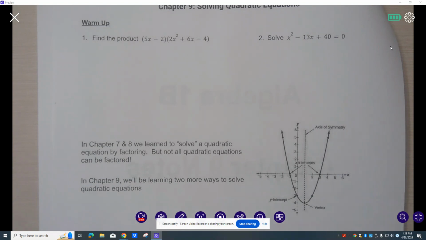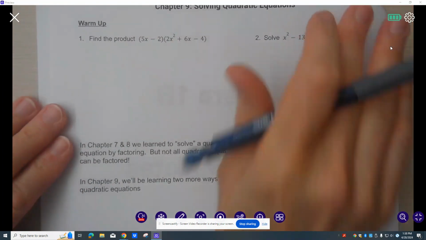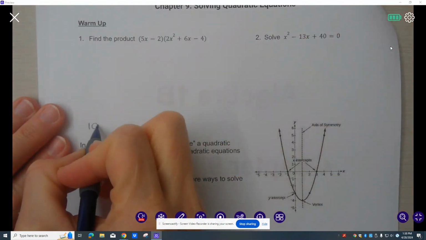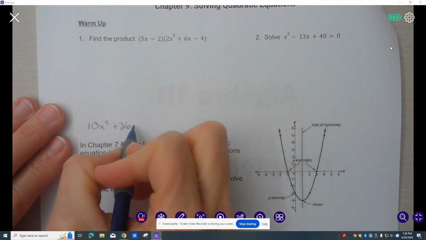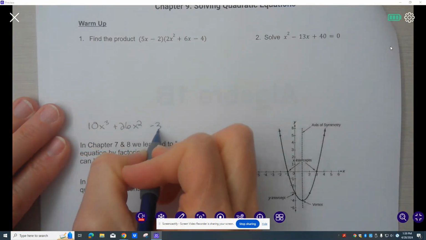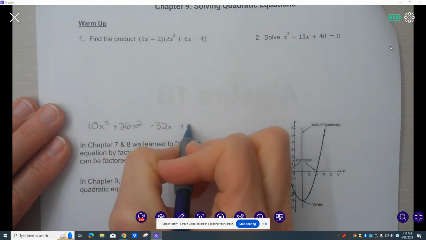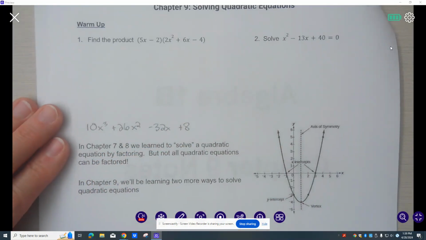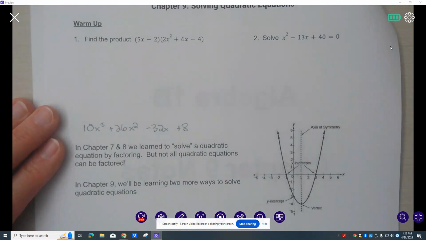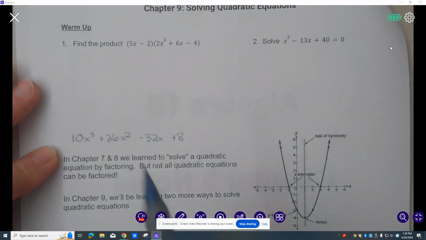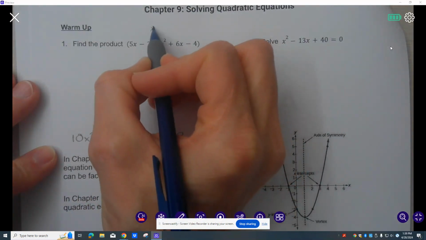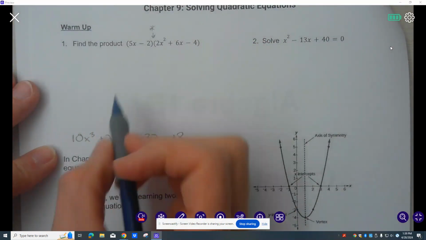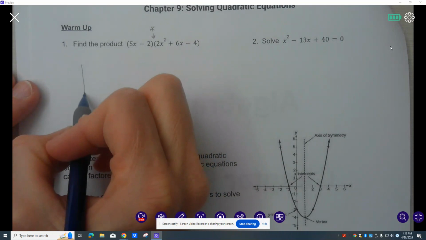So hopefully you have paused the video and completed the warm-up. I'm going to give you actually the answer first here. 26x squared minus 32x plus 8. So these are review problems. This problem number 1 is from chapter 7. So this is a multiply because you don't see an add or subtract symbol between the binomial and the trinomial.